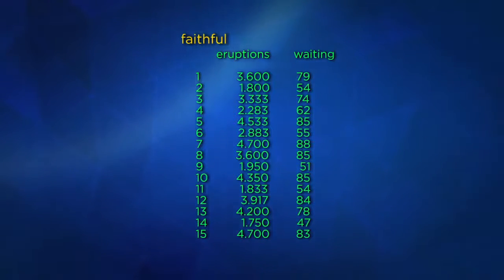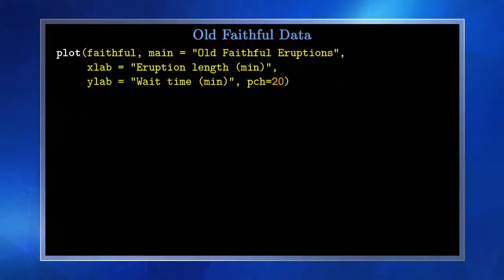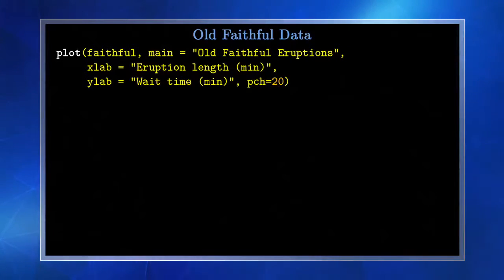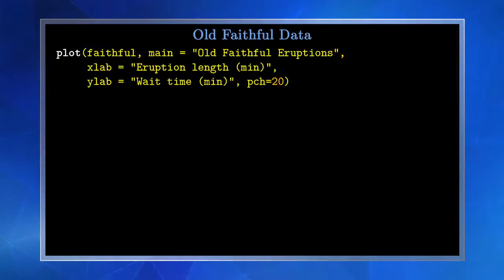What if we wanted to label that? We've got eruptions and we've got waiting, but we don't know that it's time and we don't know that it's in minutes. Well, in that case, we would change our X and Y label. Let's plot that now. Here's a plot of faithful with our title, Old Faithful Eruptions. And now we've set our xlab equal to eruption length in minutes, and our ylab equal to wait time in minutes.